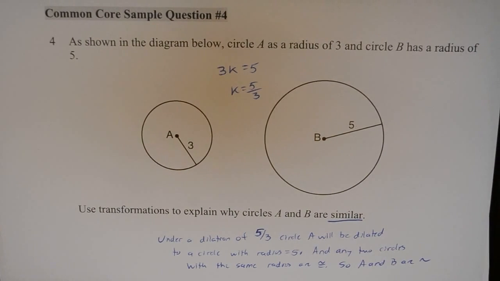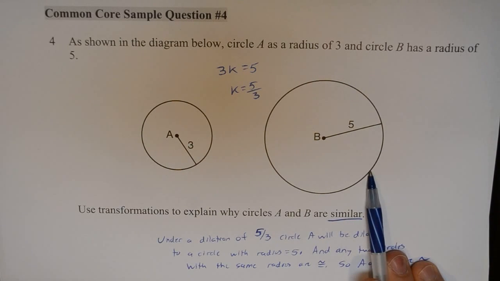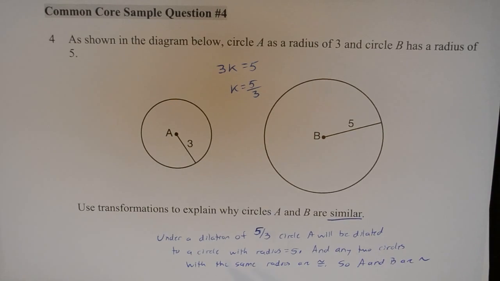That's all you need to do there, right? This is the definition of similarity, that we can turn one shape into a congruent match for the other by a simple dilation. And in this case, we can do that with a dilation of 5/3.